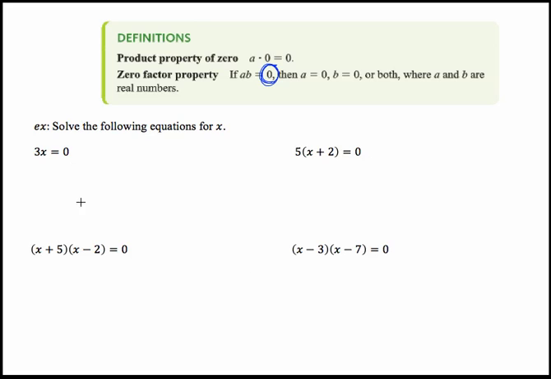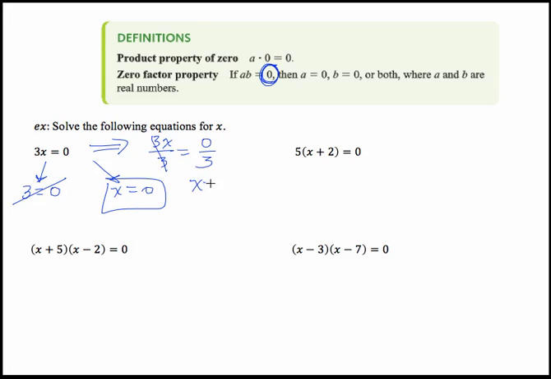Here's a couple of straightforward examples. If 3 times x equals 0, there's really two ways to do this. You could set each of the two factors equal to 0 and say either 3 equals 0 or x equals 0. 3 equals 0 makes no sense, so we just cross that off, and x equals 0 is the only real solution. Alternately, you could divide both sides by 3 and get x equals 0 as well, because 0 divided by 3 is 0.